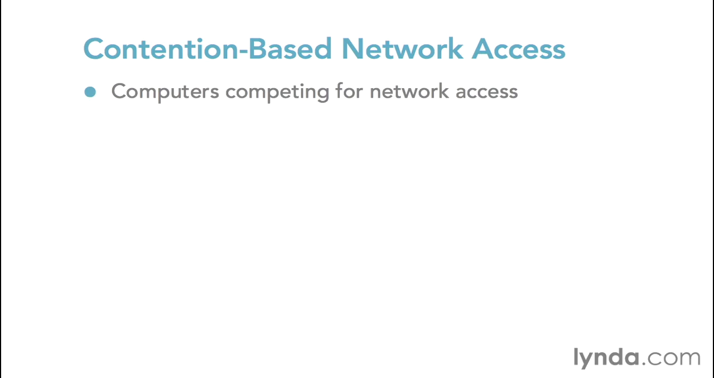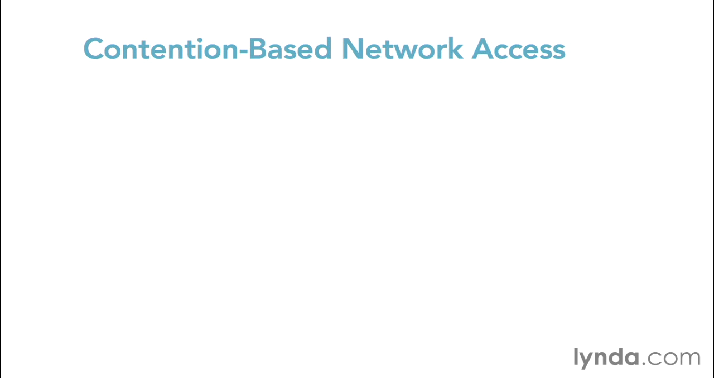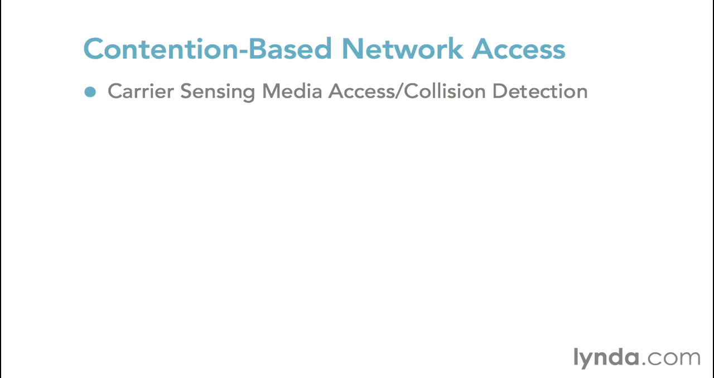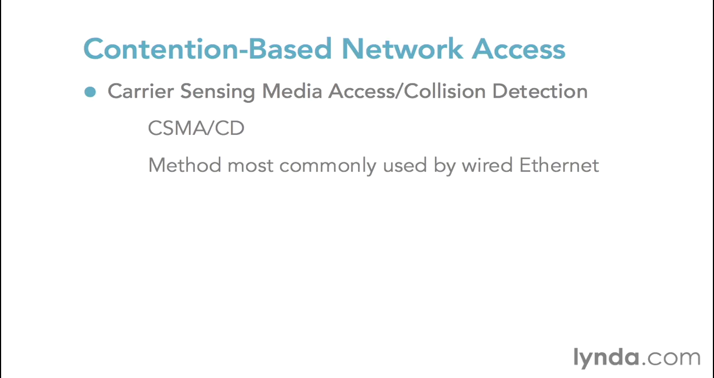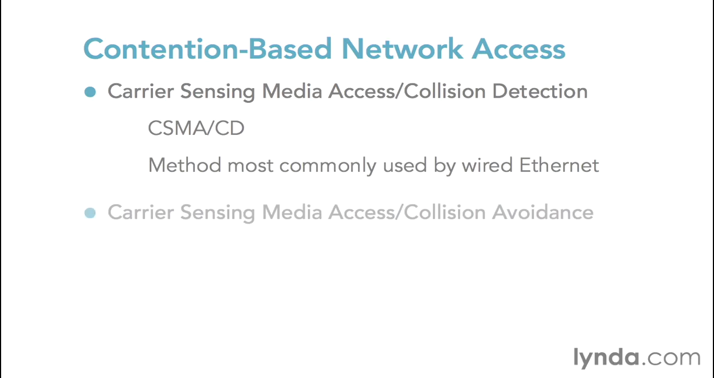Basically, in a contention-based network access method, the computers compete for network access. There are two types of contention-based access that are commonly used in modern networks. One of those is the carrier sensing media access collision detection access method, also called CSMA/CD. This method is most commonly used by wired Ethernet installations. The other contention method that's commonly used is carrier sensing media access collision avoidance, also called CSMA/CA. This access method is most commonly going to be seen in Wi-Fi networks.